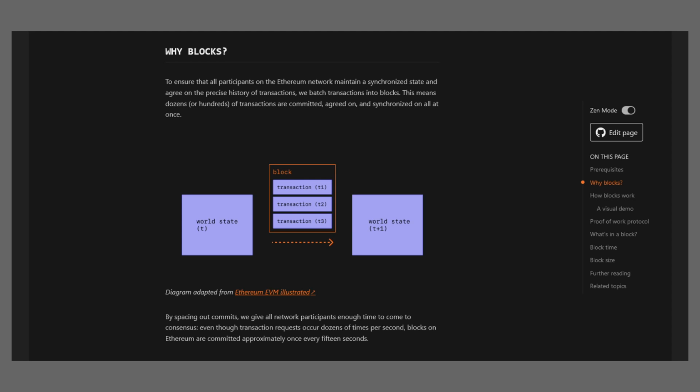Here's an example. This is actually from the Ethereum website. They talk about blocks. So why blocks? To ensure that all participants on the Ethereum network maintain synchronized states and agree on the precise history of transactions, we batch transactions into blocks. That means dozens or hundreds of transactions are committed, they're entered, they're agreed on, and they're all synchronized all at once, right? So all these transactions are bundled into the block, they're all approved, they're agreed upon, and then they're added all at the same time.